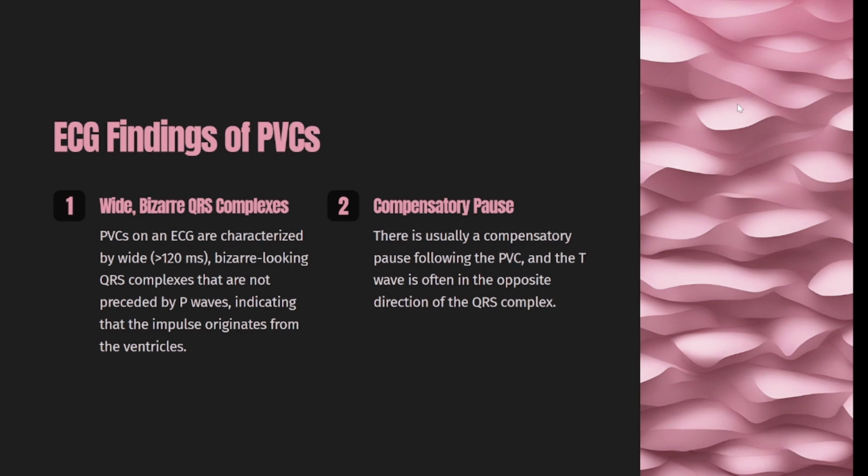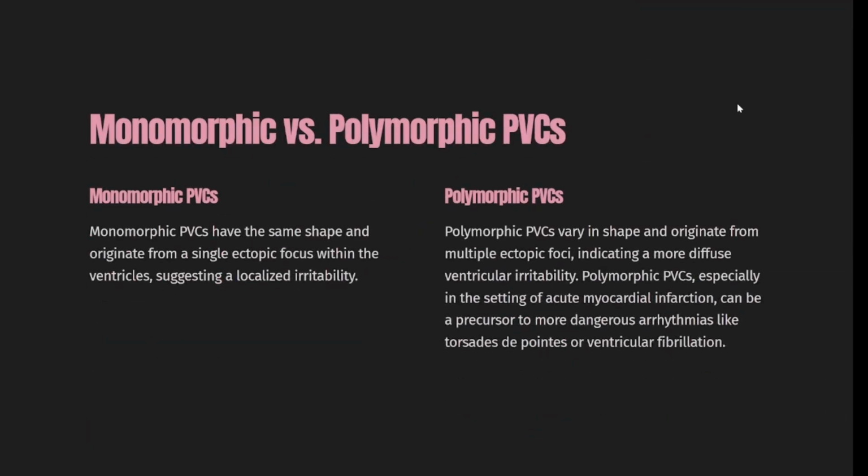Question 2: How do you differentiate between monomorphic and polymorphic PVCs, and what is the clinical significance of each? Answer: Monomorphic PVCs have the same shape and originate from a single ectopic focus within the ventricles, suggesting a localized irritability. Polymorphic PVCs vary in shape and originate from multiple ectopic foci, indicating a more diffuse ventricular irritability. Monomorphic PVCs are generally less concerning, while polymorphic PVCs, especially in the setting of acute myocardial infarction, can be a precursor to more dangerous arrhythmias like torsades de pointes or ventricular fibrillation.